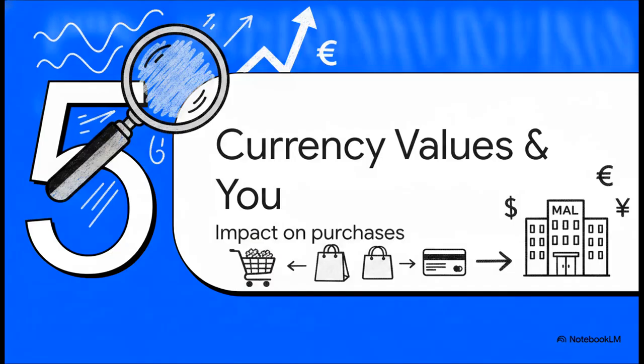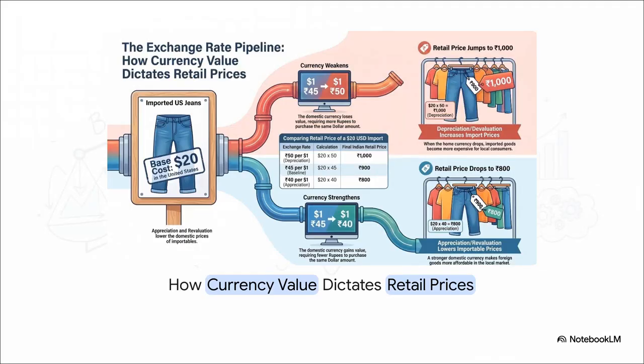Finally, Section 5, Currency Values and Prices. Okay, let's zoom in a bit. Why does all this macro math actually matter to you and your wallet? Well, imagine a standard pair of imported jeans with a base cost of $20 US. The price you actually pay at your local mall changes entirely based on the strength of your domestic currency. And get this, it changes even if the US manufacturer literally never touches their price tag.